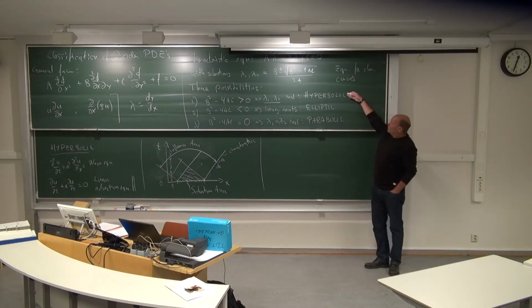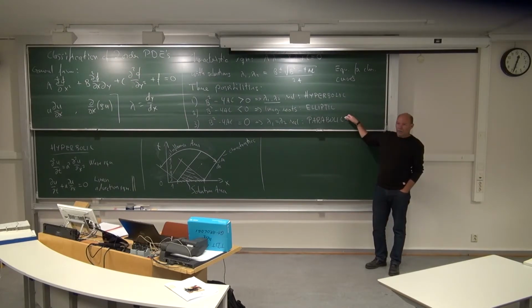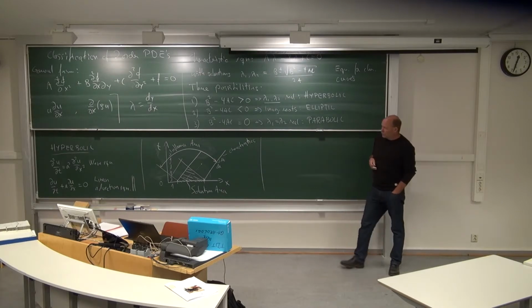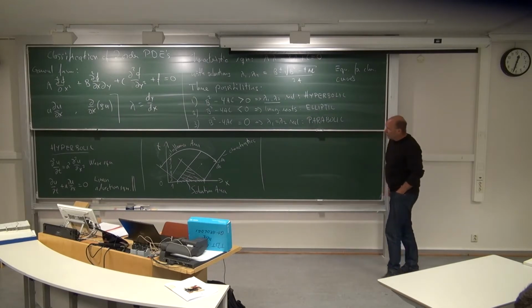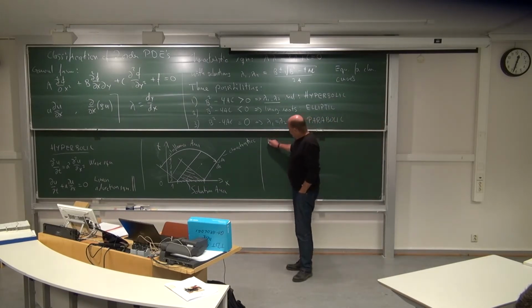These names, I should have said earlier, hyperbolic, elliptic, parabolic, are taken from cross-sections of a cone. So they're just mathematical names. They don't really mean anything with respect to the physics. So they are just names. Okay, let's take the next one, elliptic.